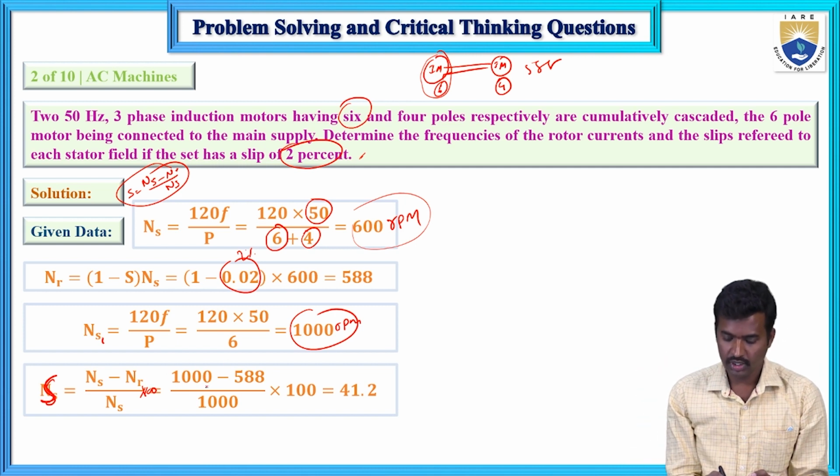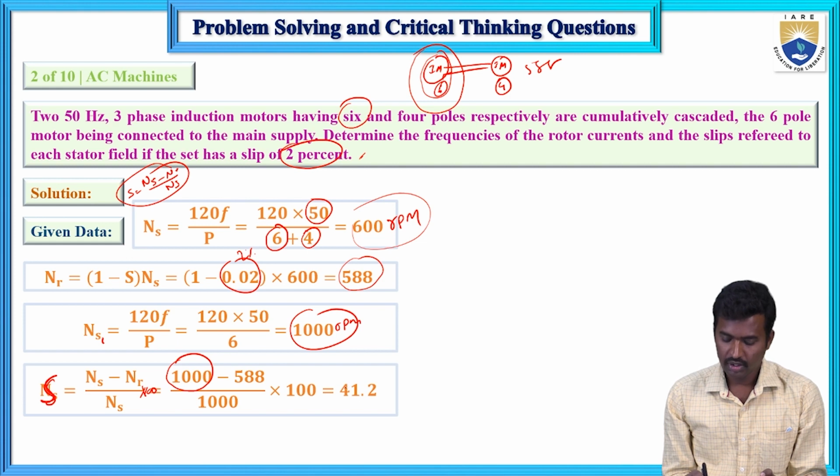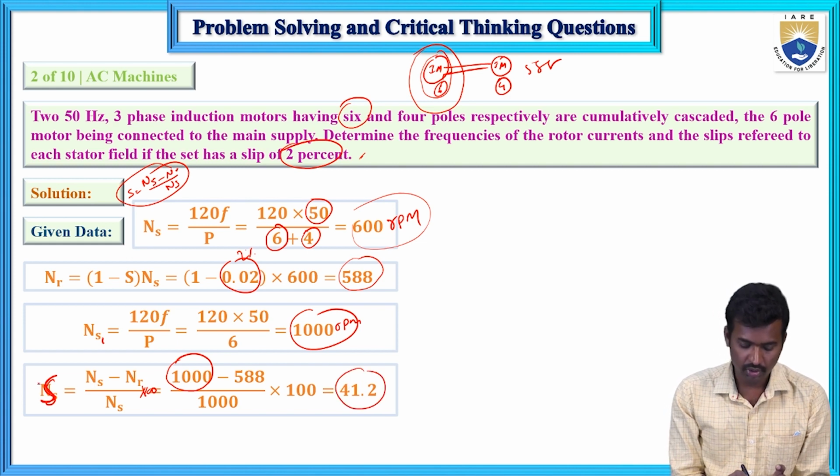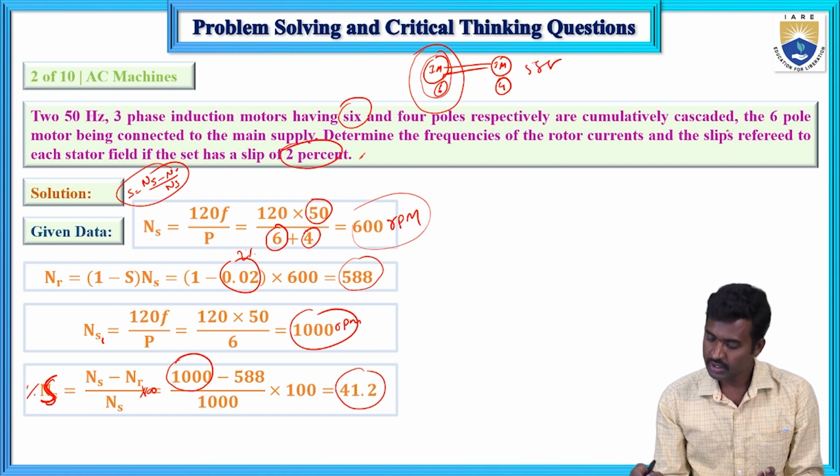Here NS is 1000. So 1000 minus 588, the running speed, divided by 1000, into 100. So the percentage slip value equals 41.2 for the 6-pole induction motor, and the slip value is 0.41.